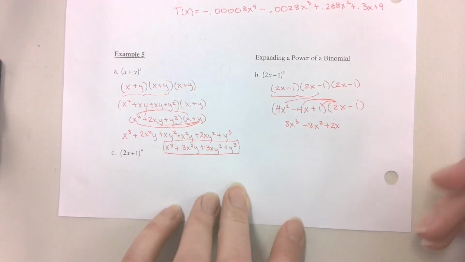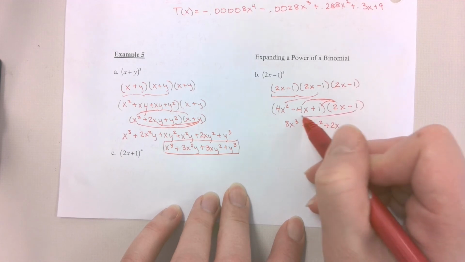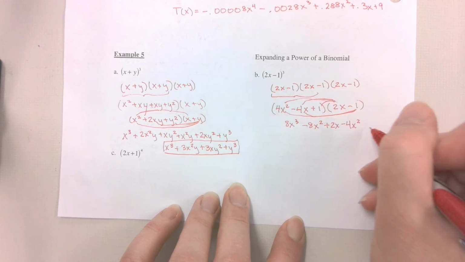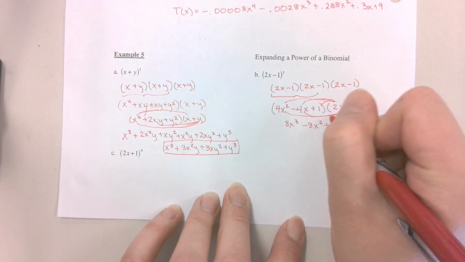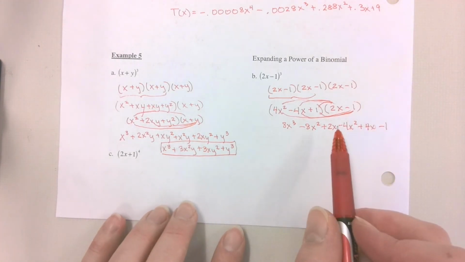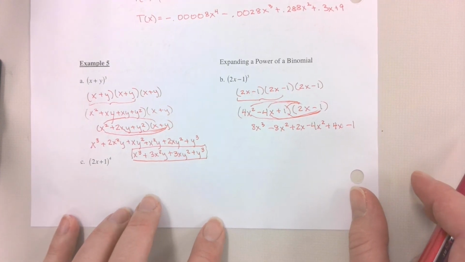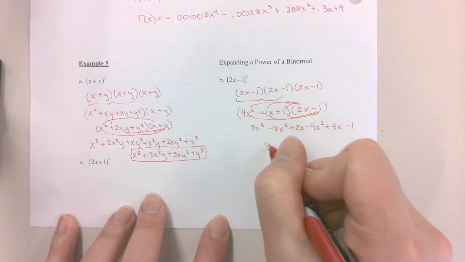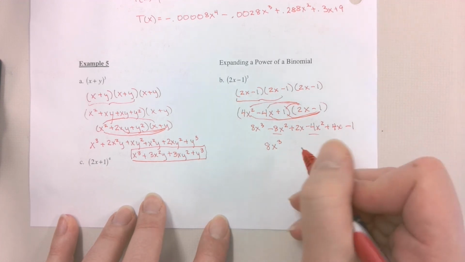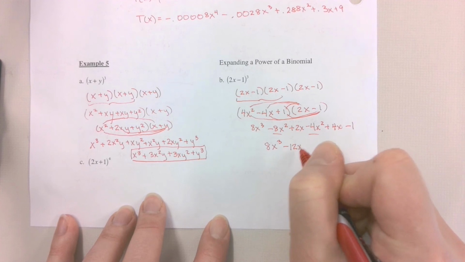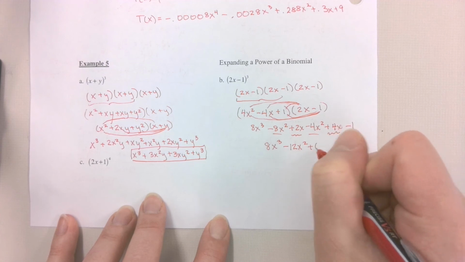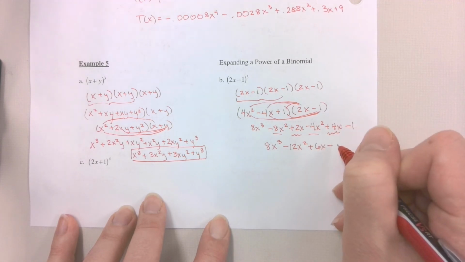I'm going to come back and distribute negative 1 to everything, which is really just changing the sign. So a negative 4x squared, a positive 4x, and a negative 1. So we need to take our time and go through a method of doing this so it's organized. All right, last thing I need to do is add like terms. So I see I have an 8x to the third, that's the highest power on x. I have a negative 8x squared and negative 4x squared, so negative 12x squared. And then a positive 2x and a positive 4x, which is positive 6x. And last is a negative 1.